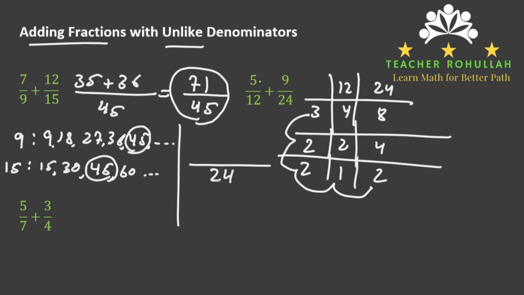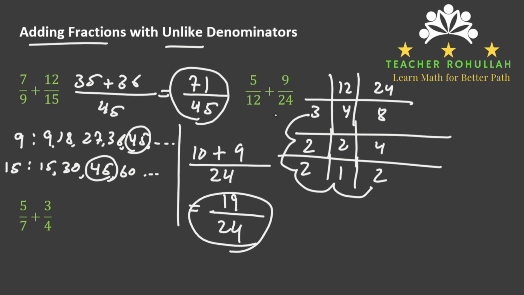24 divided by 12 is 2, and 2 times 5 is 10. And 24 divided by 24 is 1, and 1 times 9 is 9. So we can write 10 plus 9 is 19, and the denominator is 24. This is the result of our two fractions which are added together. We now move to the third example. In the third example, we have 5/7 plus 3/12.